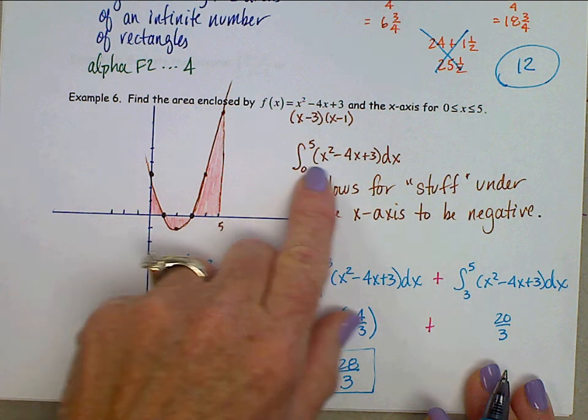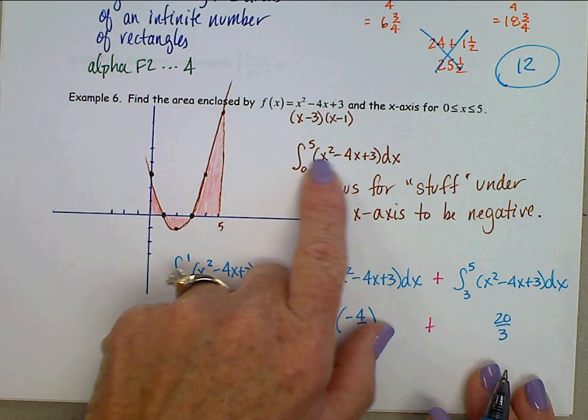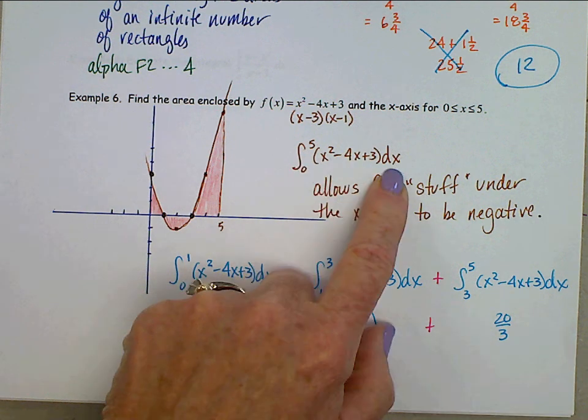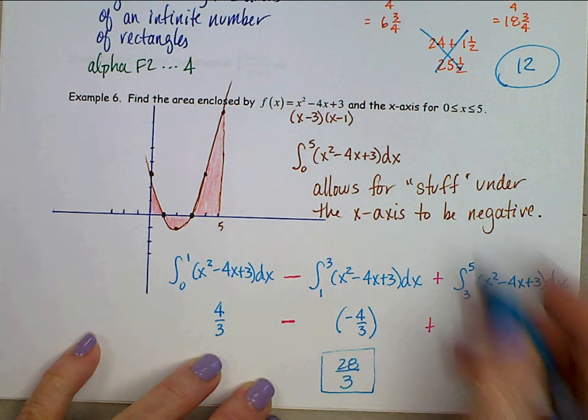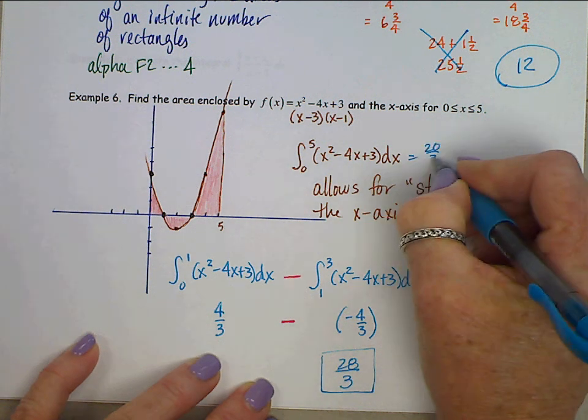If we wanted just this integral, so if we said evaluate the integral, then we do want to keep this one as negative, and we would end up with 20/3.